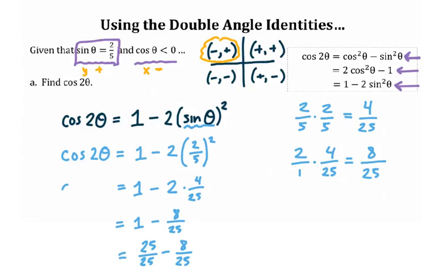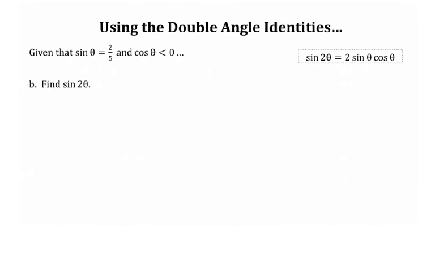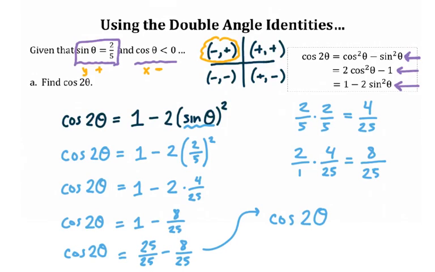And I'll just real quick catch up with carrying down the cosine of 2 theta. So we're taking our time with simplifying. So at this point, it looks like we can just subtract those two fractions and end with cosine of 2 theta is equal to, let's see, 25 minus 8 should be 17 over 25. And that would represent the cosine of 2 theta value for this example.